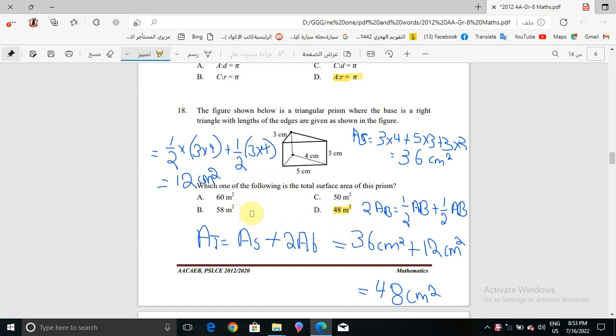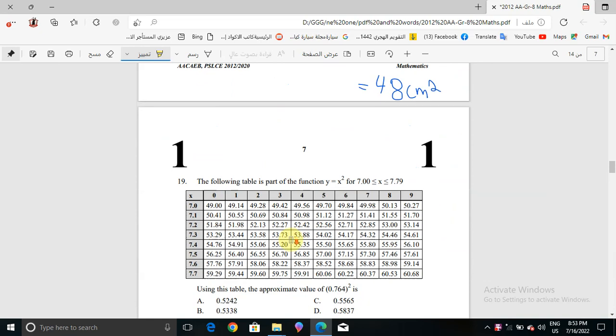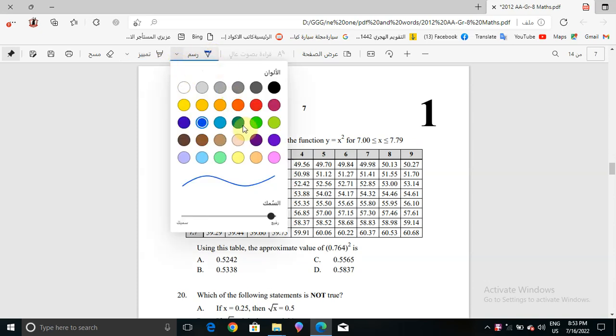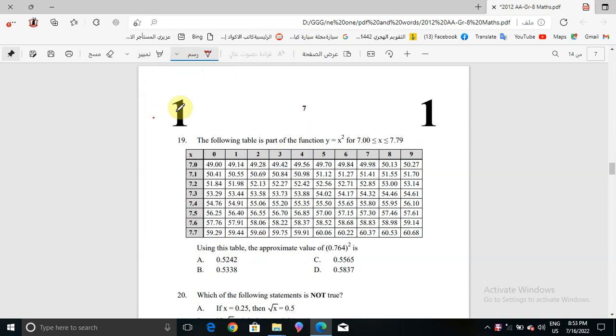Okay, now in the next question, question number 19, the following table is part of the function y is equal to x squared for 7.00 is less than or equal to x and x is less than or equal to 7.79. Now what we want to find using this table is the approximate value of 0.764 squared.